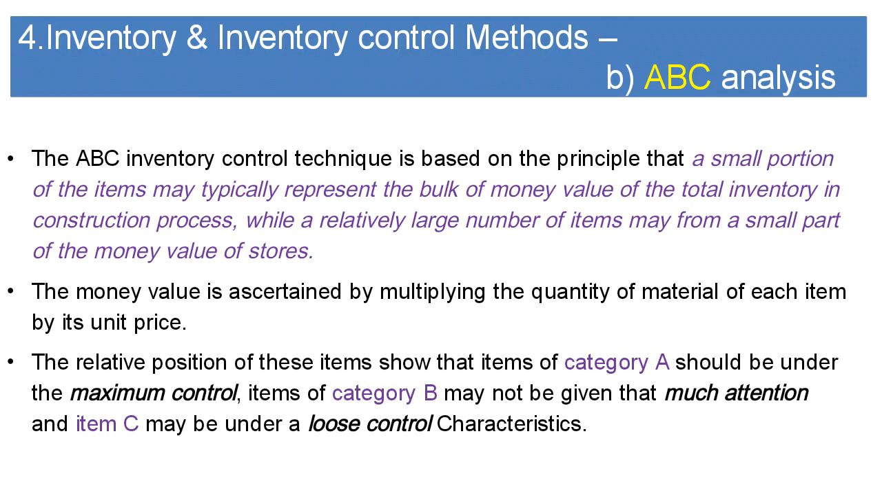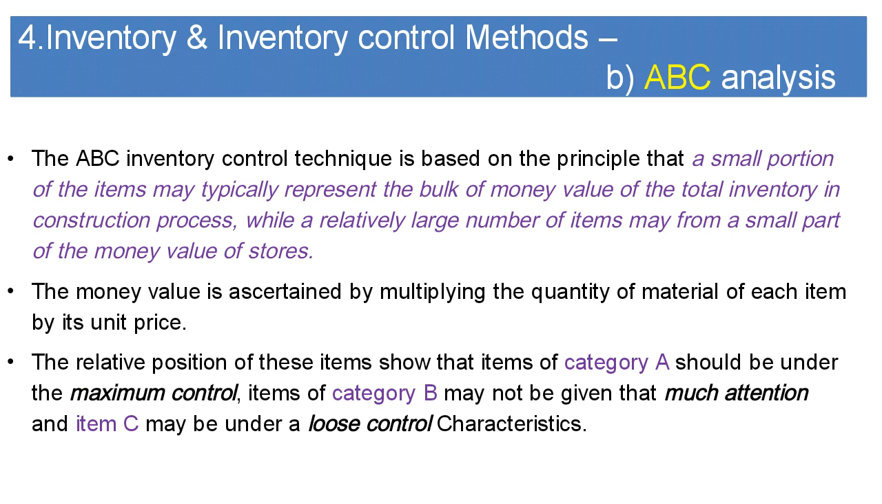One of the techniques of inventory control is the ABC inventory control technique, also called ABC analysis. This technique is based on the principle that a small portion of the items may typically represent the bulk of the money value of the total inventory in a construction process, while a relatively large number of items may form a small part of the money value of stores. Which means out of 100 items, a small portion, say some 20 items or 15 items or 30 items, will constitute the larger portion of the cost, whereas the remaining huge bulk will constitute only a small portion of the cost. Something like cause and effect, which we'll see in detail later.